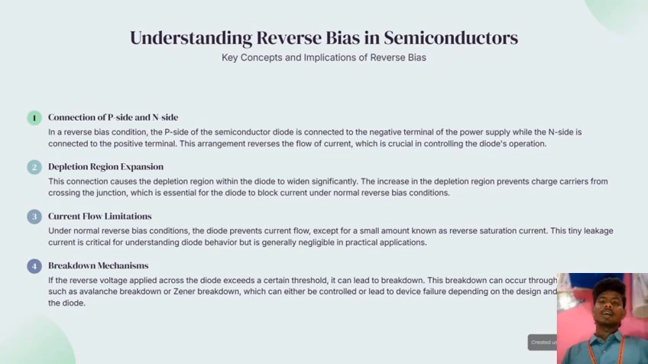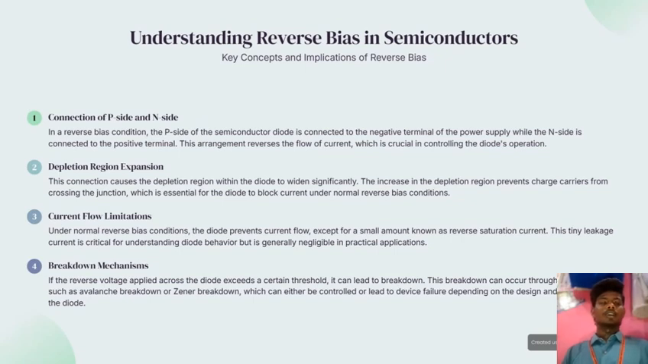Understanding reverse bias in semiconductors. Key concepts and implications of reverse bias. Number 1. Connection of P side and N side. In reverse bias condition, the P side of the semiconductor diode is connected to the negative terminal of the power supply while the N side is connected to the positive terminal. This arrangement reverses the flow of current, which is crucial in controlling the diode's operation.